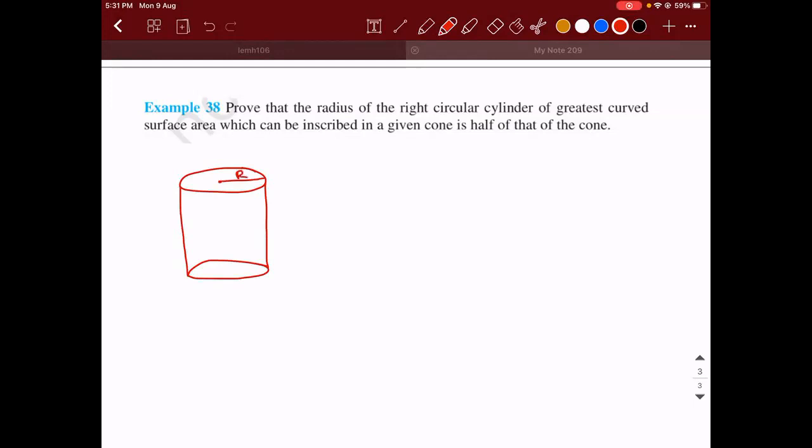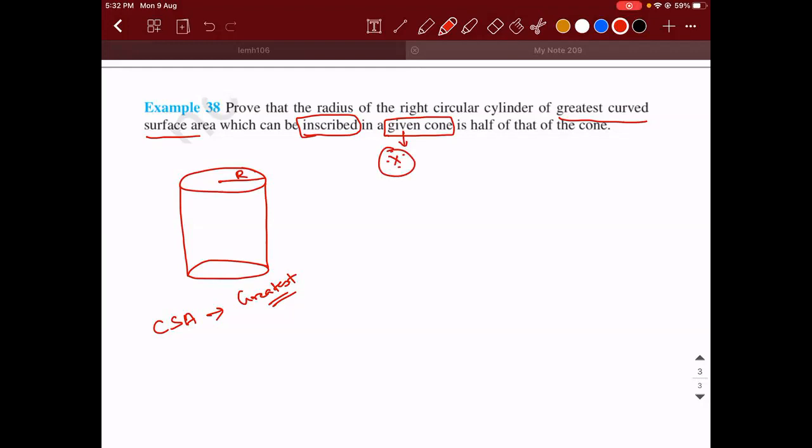So let's say the radius of the right circular cylinder is capital R. Of greatest curved surface area. So it has a curved surface area and it should be greatest, which can be inscribed. What do you mean by inscribed? Which can be put inside something. Which can be put inside what? Inside a given cone. So in this type of question, the word given is very, very important.